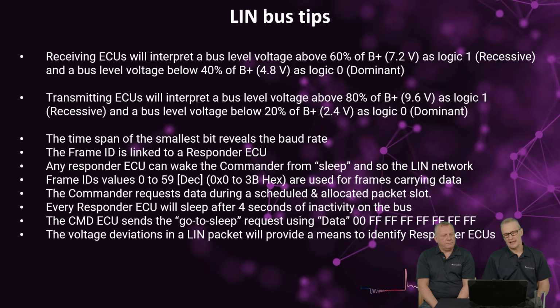Voltage deviations in a LIN packet will provide a means to identify responder ECUs. Simply because of the impedance and capacitive characteristics of different components and cables on the network, each responder ECU has a slightly different level to its pull down voltage. They seem to pull from the same height, but they break away at different levels at the bottom towards 0 volts. We can use that as a little bit of diagnostic gold, and also to qualify what we think we've found.